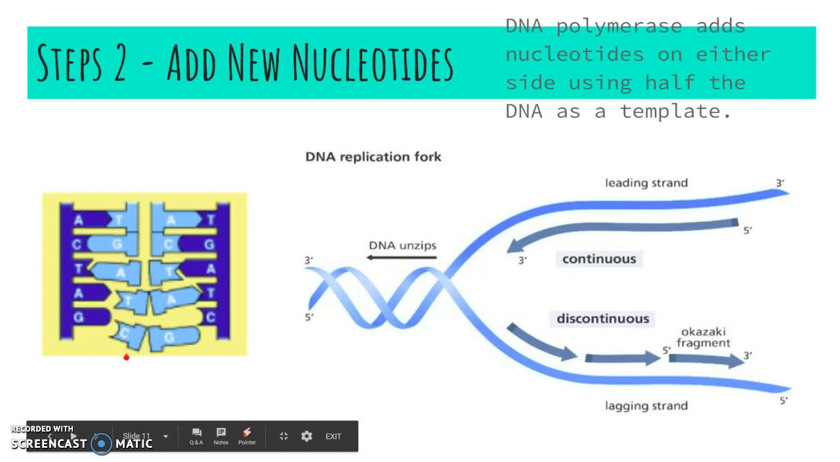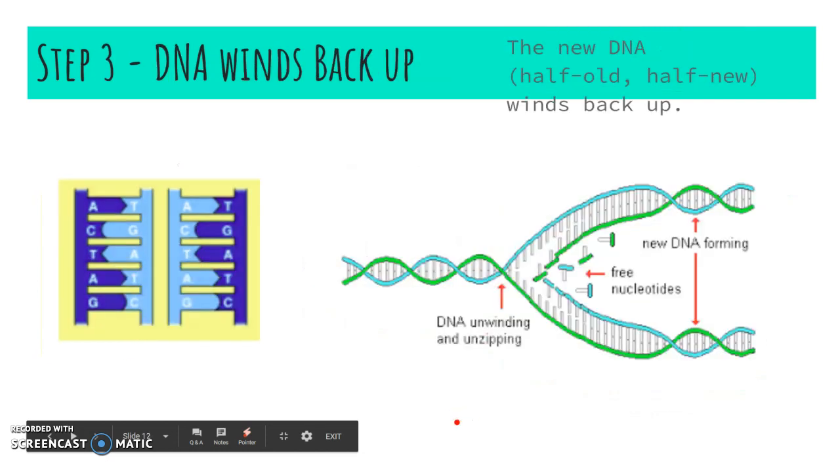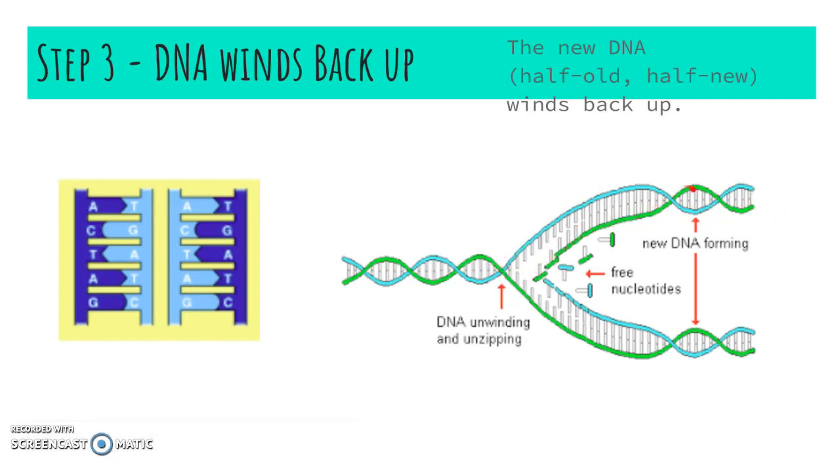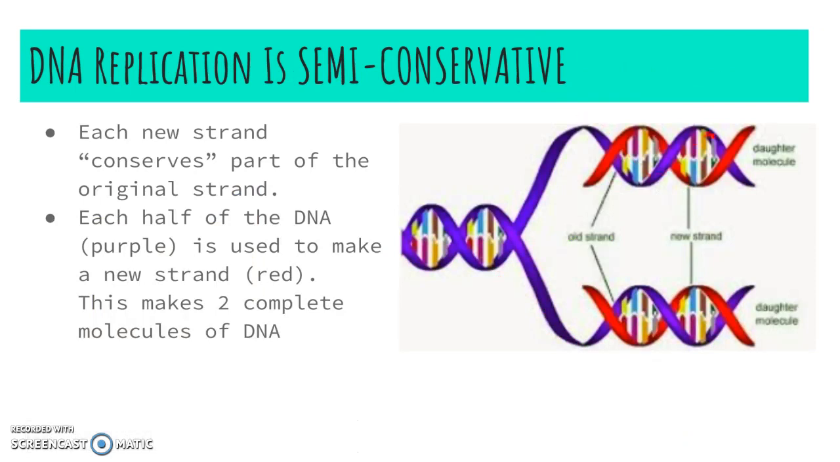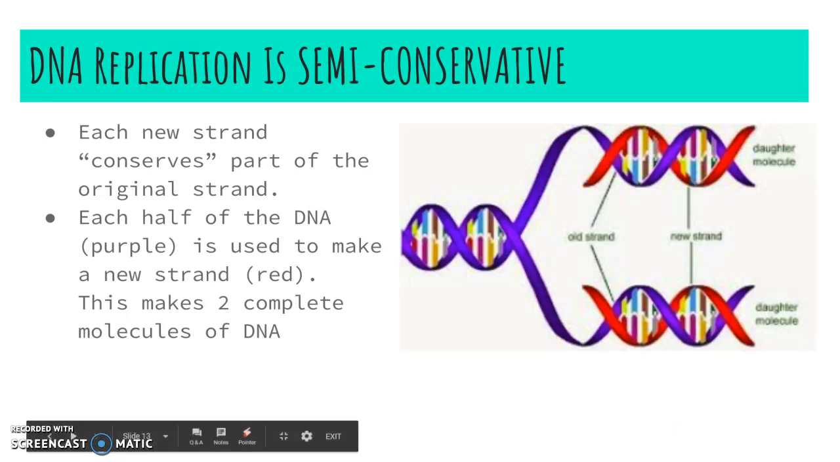Either way, once we've built the left side and we've built the right side, the last thing we have to do, you can see here in this image, we have to twist them back up. So we've opened it, we added our new one in, and now we're twisting it back in with the old. As a result, this is considered semi-conservative because each time we make a new strand of DNA, we use an old strand. Notice here it's in purple, and we are building one new strand in red. So it keeps part old, 50% old, and 50% new, which is considered semi-conservative.